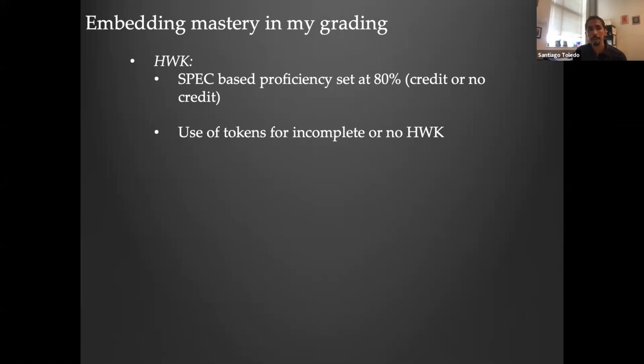So encouraging that happens. I also use an idea from Linda Nilson's book called the token system, which allows me to give students an opportunity to do the homework or engage with it if they didn't do it, or if they did incomplete work. So if a student got to 70% proficiency and didn't quite make it, I can use the token system to give them another opportunity to reach that 80% proficiency. For me, it's more important that the student tries the homework or tries to achieve proficiency than that they get penalized, or dinged, for not making it, right? The same thing for no homework.